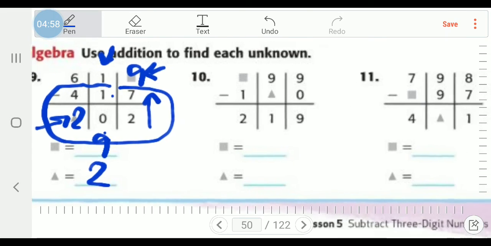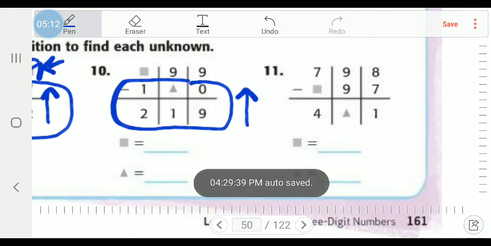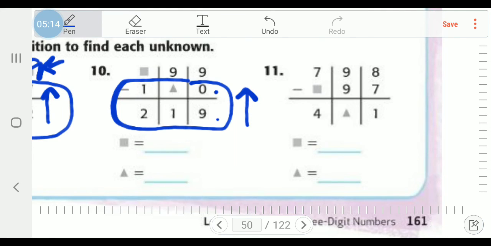So I'm going to have you guys do the same thing on 10 and 11. Remember, if you're not sure, 9 minus what equals 8, then try adding back. Remember, you can add if you go this way. 9 plus 0 equals 9. 1 plus something equals 9. You've got to figure out what that is. And 2 plus 1 equals something for the square. Figure out what that is.